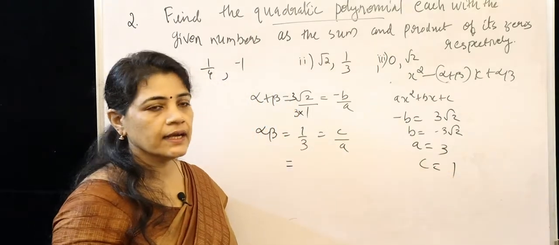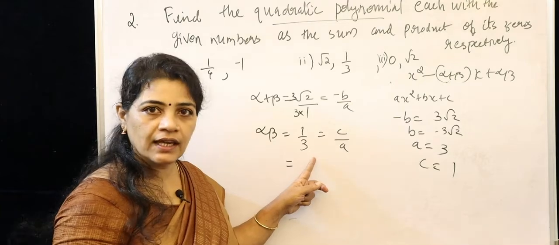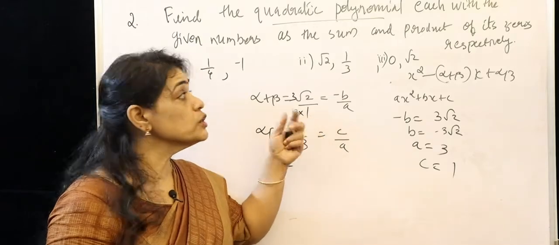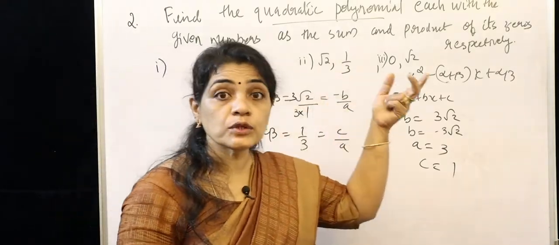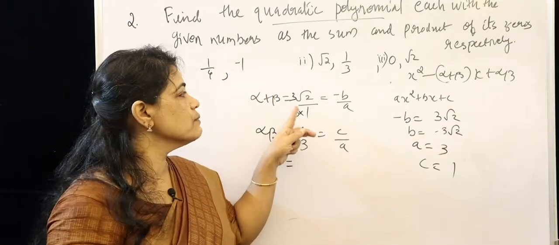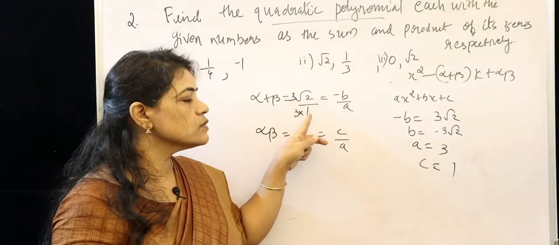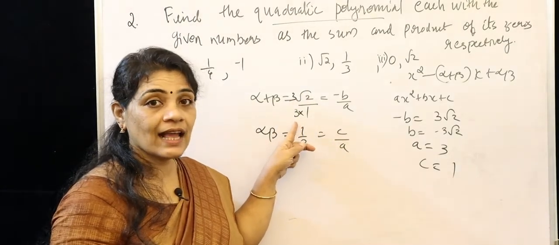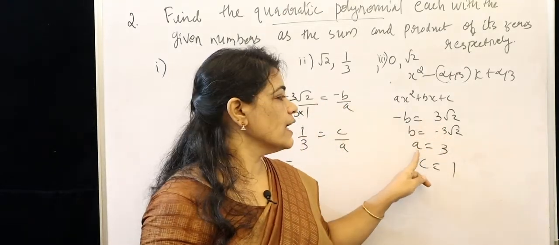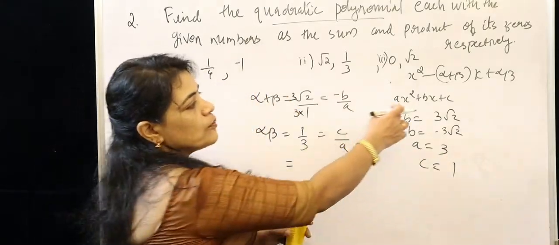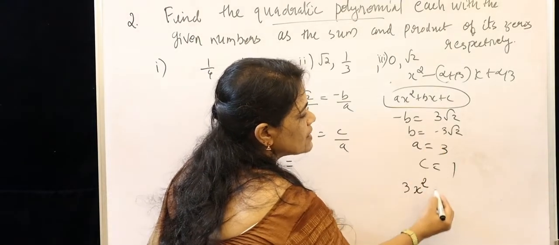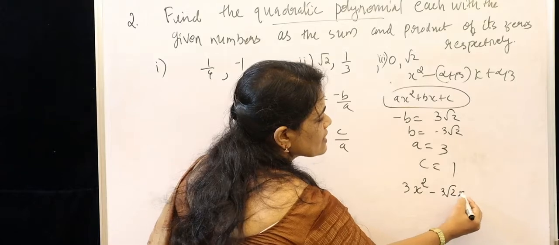Is that step clear, children? Since here a is equal to 3, but in the first ratio minus b by a we got 1 as the denominator because root 2 was simply given. Root 2 can be written as root 2 by 1. But we have seen that a must be 3. For that I just multiplied the numerator and denominator by 3, so you can easily make the denominator, that is a, as 3. So in that case b becomes minus 3 root 2. Here a is equal to 3, c is equal to 1. Now we can form the equation: a is 3x square, b is minus 3 root 2 x, plus 1.